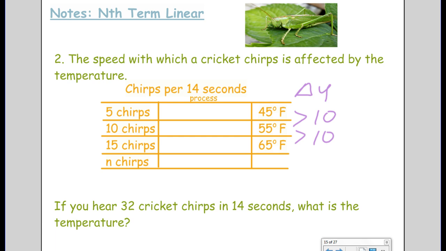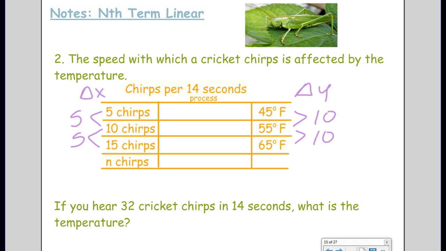Now this one's a little bit different. Our last one went 0, 1, 2, 3. This one goes 5, 10. Oh, delta x is not 1. So we're going to find delta y, but we're also going to have to find delta x. How far do you travel from 5 to 10? 5. You can always subtract to find this number. 10 minus 5 is 5. 15 minus 10 is 5.